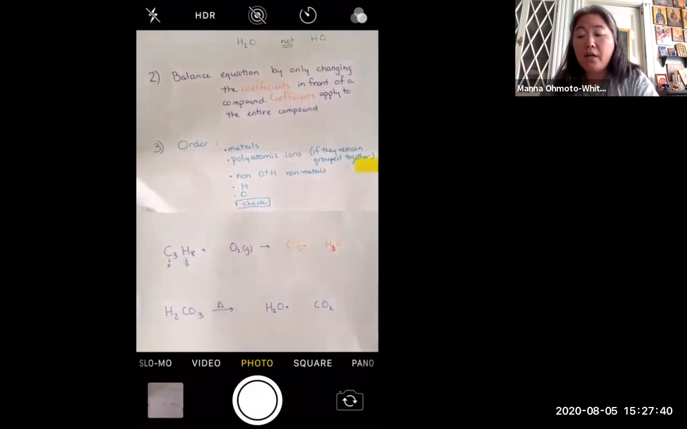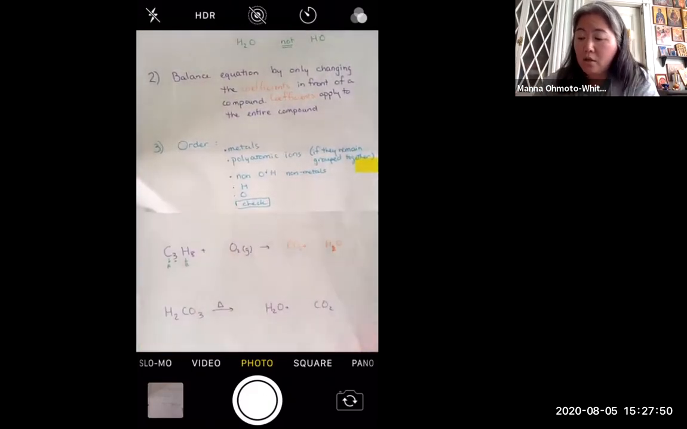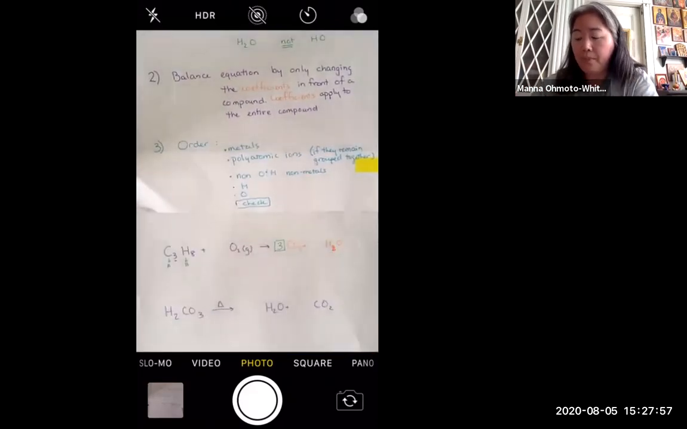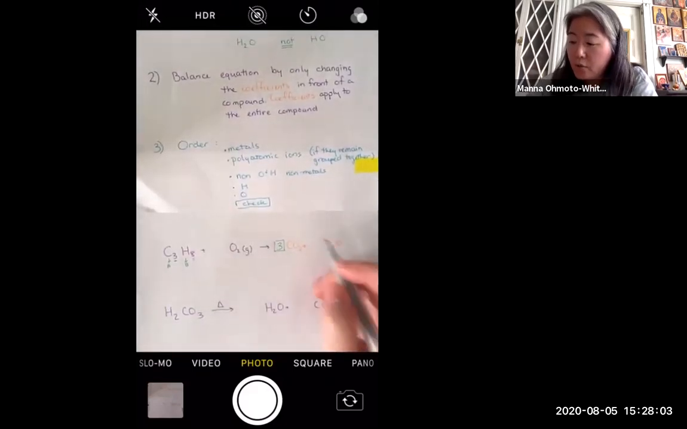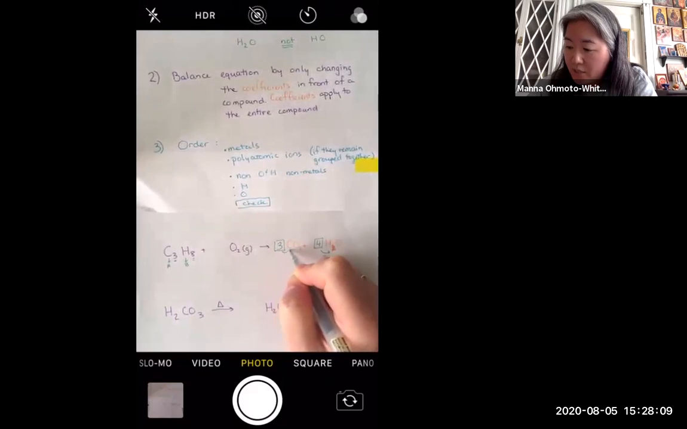I don't have any metals. All I have are nonmetals, and my only non-hydrogen and oxygen nonmetal is carbon. I have 3 carbons here and just 1 here, so I have to multiply this carbon dioxide by 3. Now I balance my hydrogens. I have 8 hydrogens here. I have 2 here, so I multiply this by 4. So 4 times 2 is equal to 8.